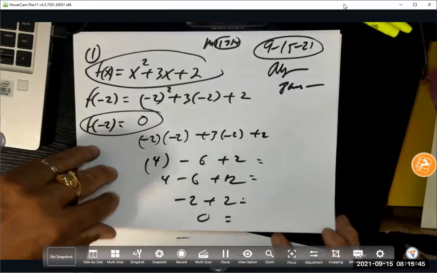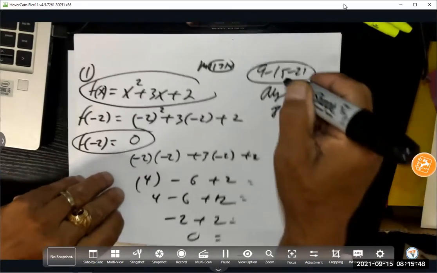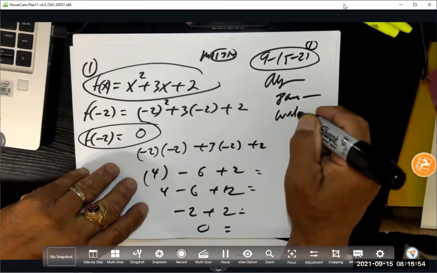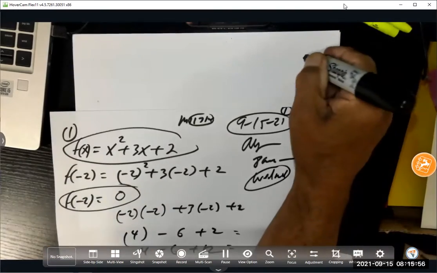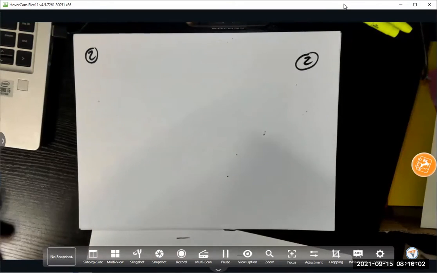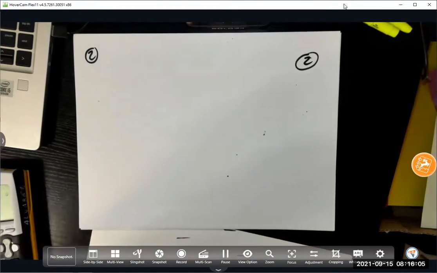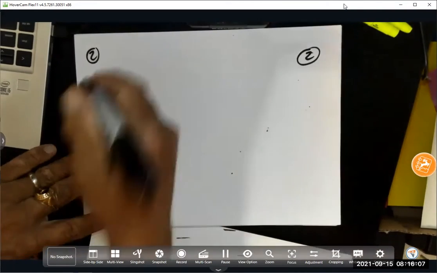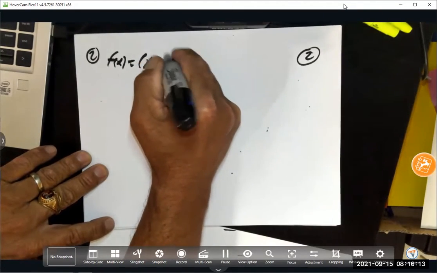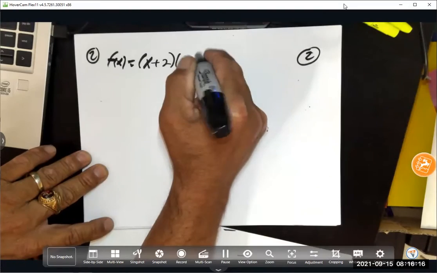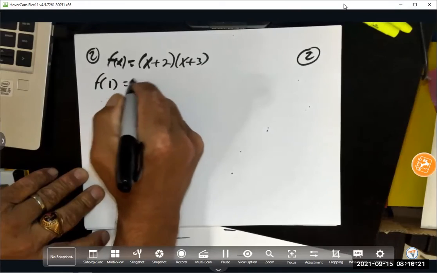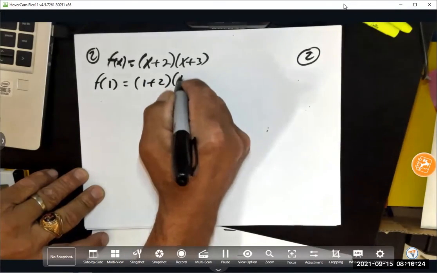Okay. All right, do another one. This is Wednesday. It's going to get a little bit harder, so I just gotta make sure that you know how to use the machine. All right, question number 2. Same kind of stuff, just different numbers. Let's say you have f of x equals x plus 2, x plus 3. By saying find f of 1, it's going to go 1 plus 2 and 1 plus 3.